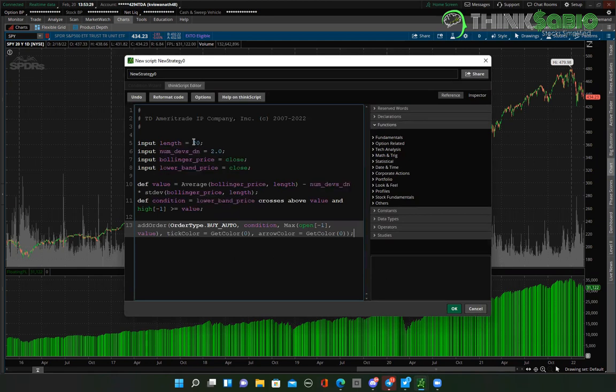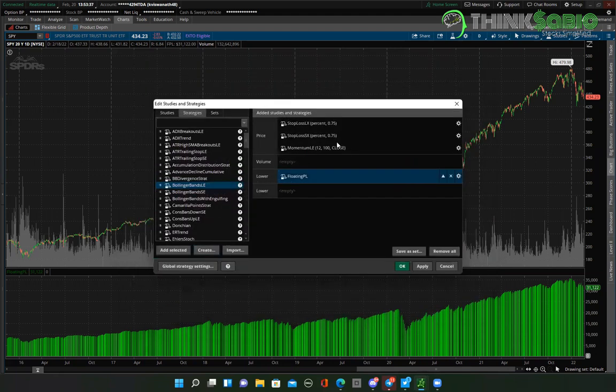Like if you don't want Bollinger Band 3, or you don't want to trade on close, you want to trade on open, for example, you can change it here, right? And then don't forget to add floating P&L here. That's how you know if the strategy is actually giving returns or it's actually a dummy strategy, right?